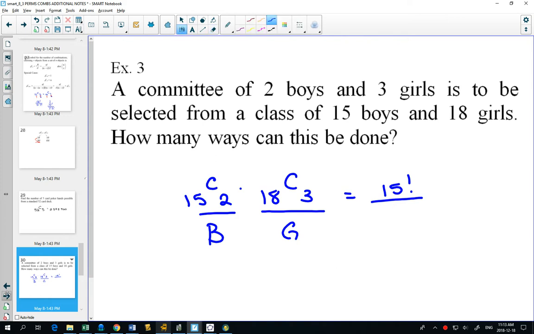So 15 choose 2 would be 15 factorial over 2 factorial, 13 factorial, and 18 choose 3 would be 18 factorial over 3 factorial, 15 factorial. On a multiple choice, could you see something they could simplify here? The 15 factorials could cancel out, right? So in a multiple choice, this might have been simplified further, and you'd have to recognize that. But just using the formulas, this is what you would do. And you could type this into your calculator to find the exact answer.